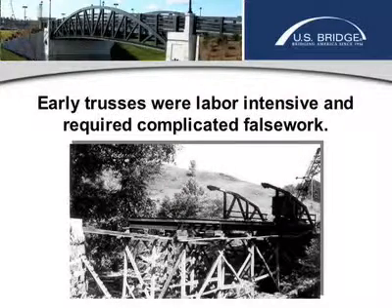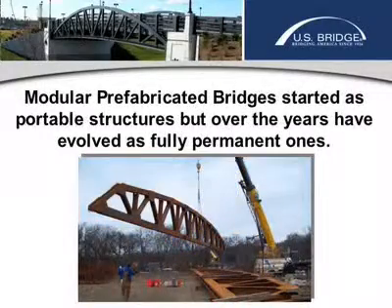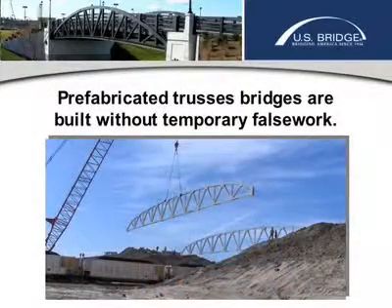These early trusses were really labor intensive. Steel was expensive. Labor was cheap. And they required a lot of complicated false work just to build them on site. Modern trusses are typically fabricated into modular units and bolted together at the job site. These modular prefabricated bridges started out as portable structures years ago, and over the years they've developed into fully permanent structures.